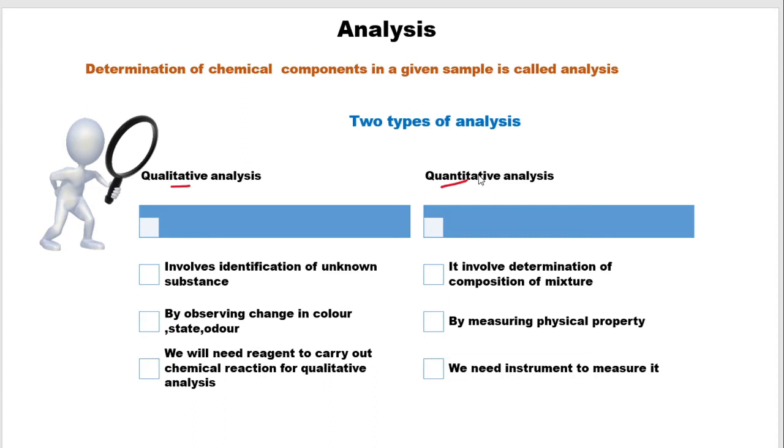And to do the qualitative analysis we need to carry out a chemical reaction by adding some reagents from the outside. But in case of quantitative, it means some amount. So it helps in determination of composition of a mixture by measuring physical properties like density, volume, temperature, surface tension and all. To measure these physical properties we need an instrument. So this was the basic difference between qualitative and quantitative. In our course we will be discussing only qualitative analysis.